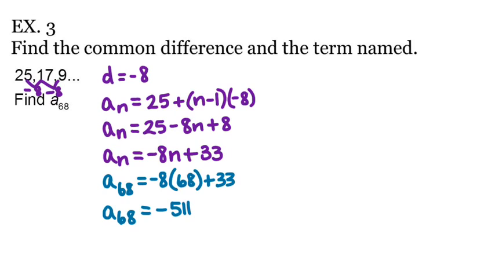So with the explicit formula, it's easy to plug in whatever term number you want and find that exact value. If I had the recursive formula, I would have to find all of the terms before the 68th term, or at least the 67th term, in order to find the 68th term.